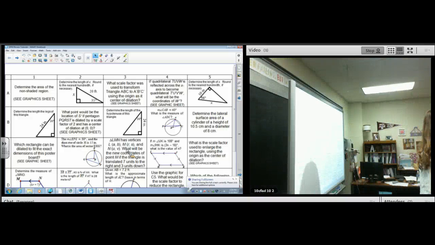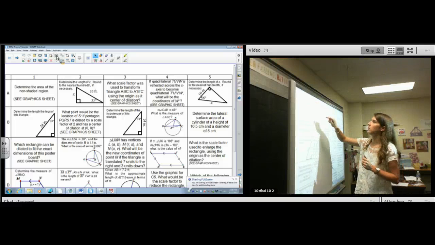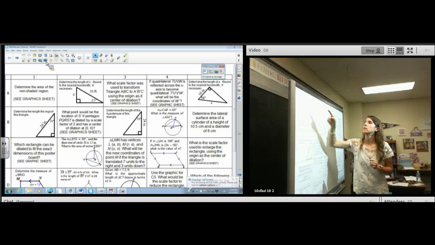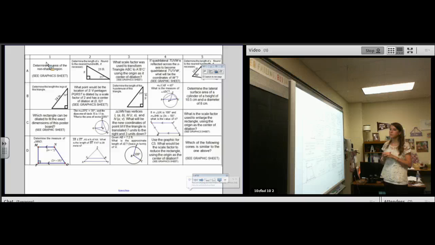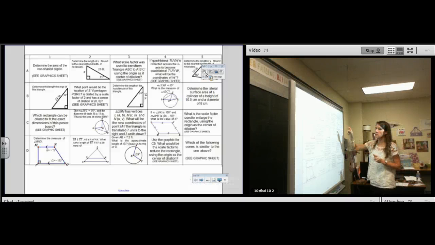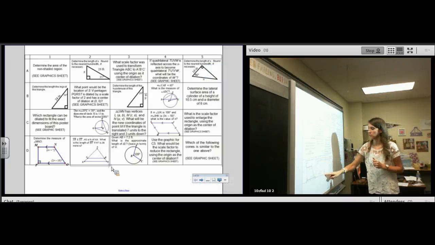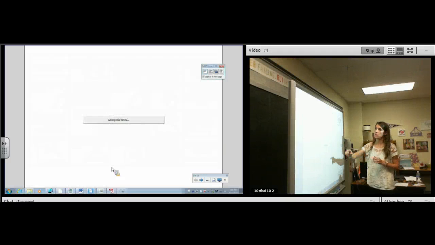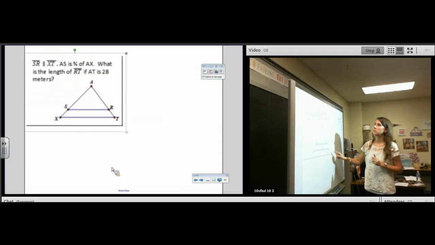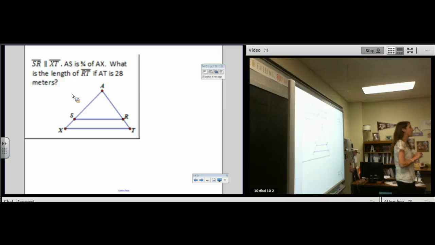So which ones do y'all want to go over from Connect 4 to start with? D2. Let's all look at D2. Ooh, that's a good one. And it's going to be a little bit blurry. Sorry about that. Okay, D2.